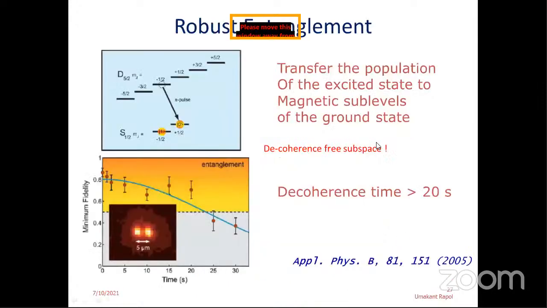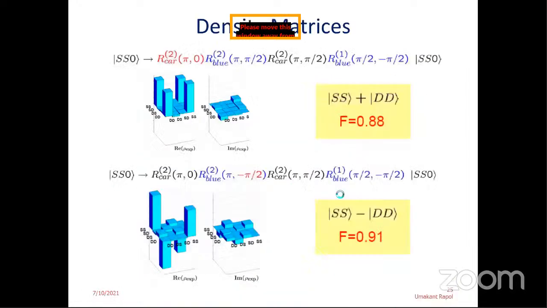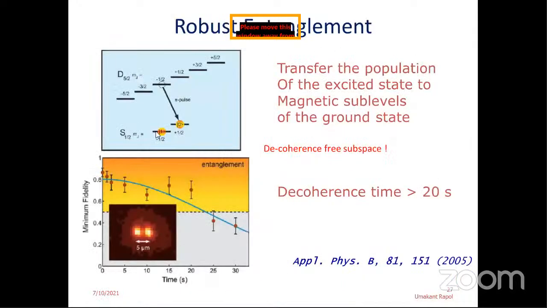You can also create a robust entanglement, because here the decoherence is mainly because of the excited state being used as your logical one state. What you do is that you transfer that population to one of the ground magnetic sublevel states. There, the decoherence is much longer. So one can get several tens of seconds of decoherence time by choosing what is called a decoherence-free subspace.